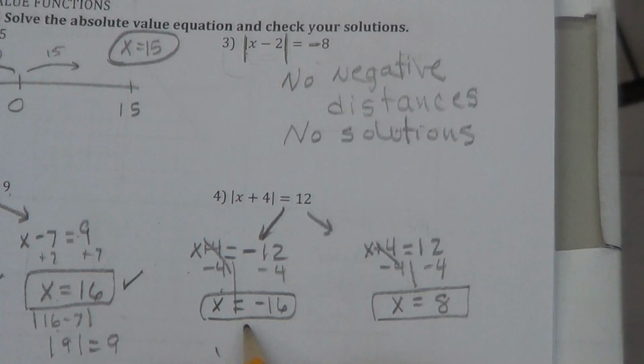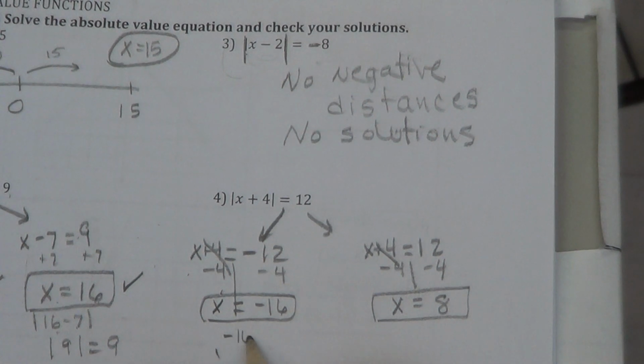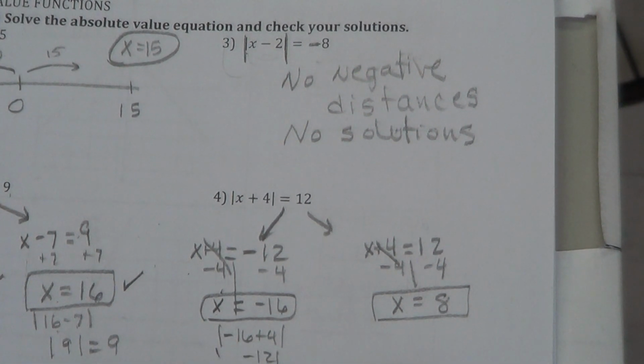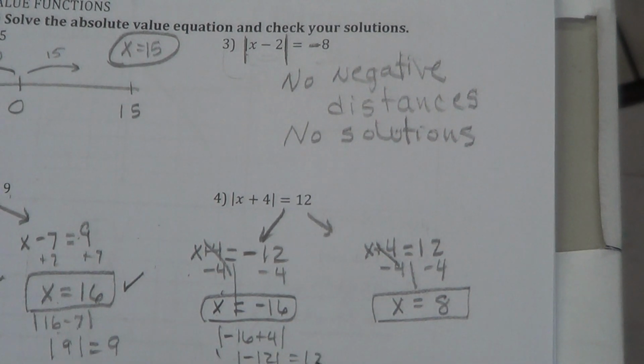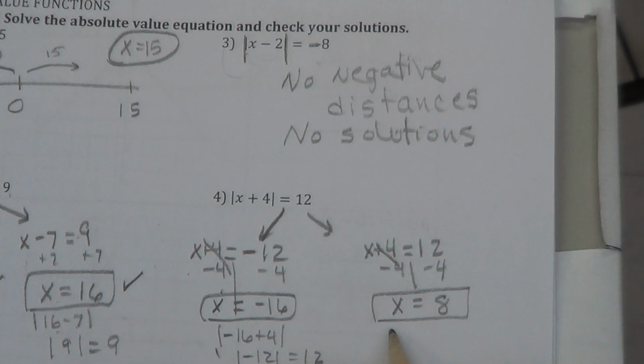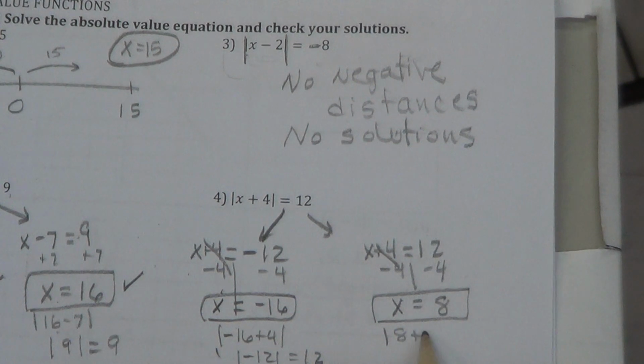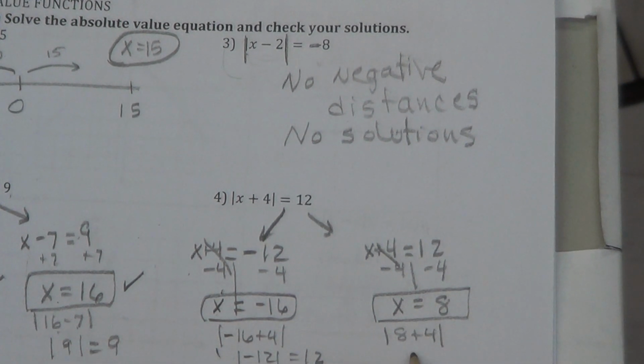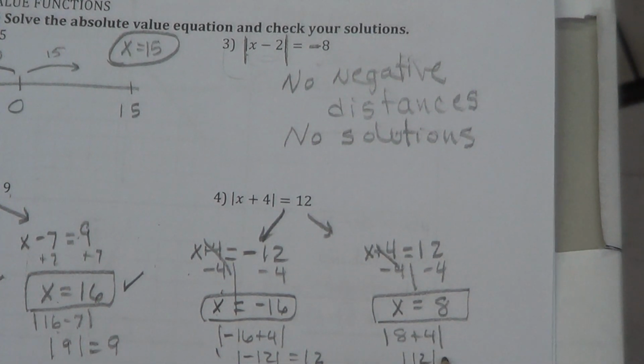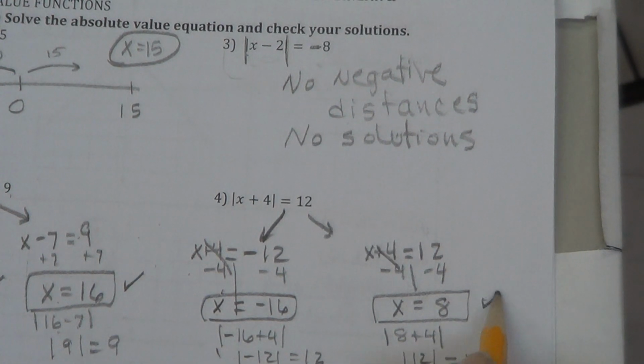Now if we plug negative 16 in there, negative 16 plus 4 would be a negative 12. Absolute value of negative 12 is equal to 12. If we plug 8 in there, 8 plus 4, absolute value is 12. Absolute value of 12 is 12. So they both check.